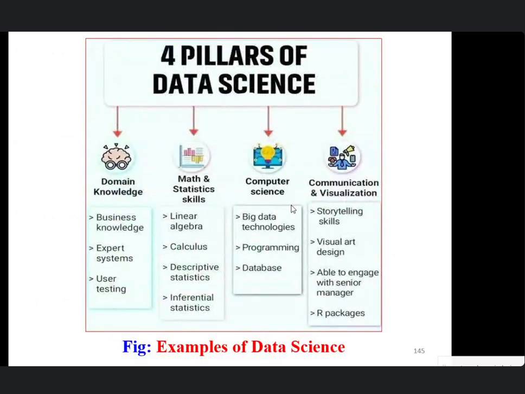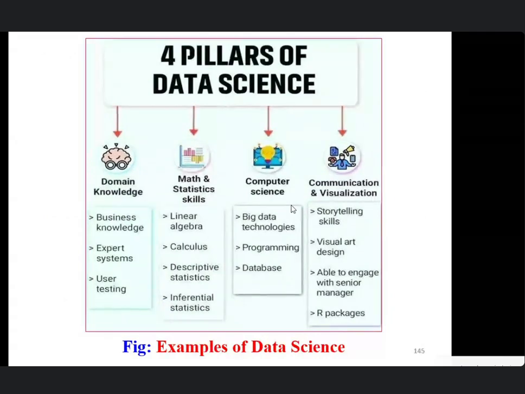These are the seven examples, and a few more examples. You need the four pillars of data science. Domain knowledge: you need to have business knowledge, expert systems, data mining, databases, cloud computing, and user testing, etc. The next pillar is math and statistics skills, like linear algebra, calculus, descriptive statistics, and inferential statistics. You need to have knowledge of these.